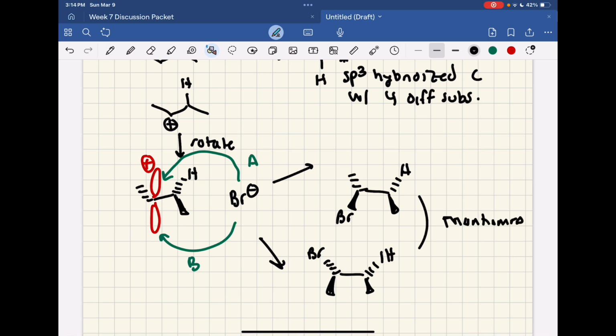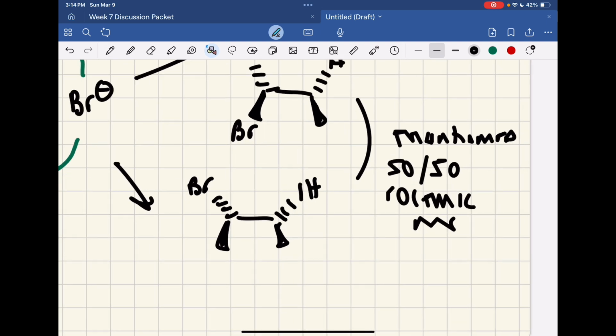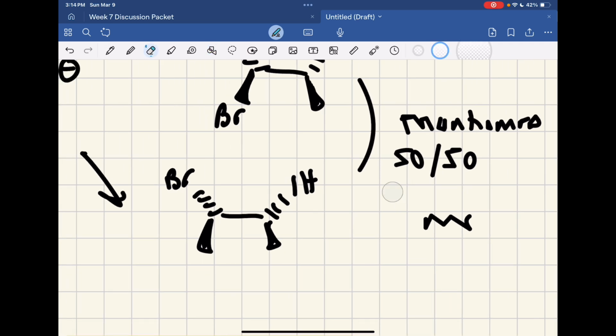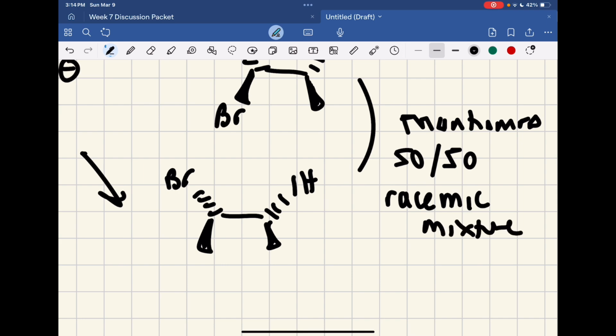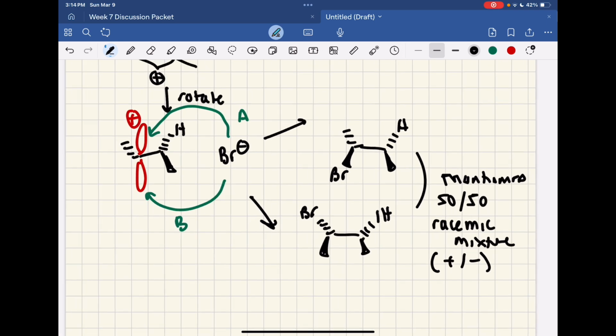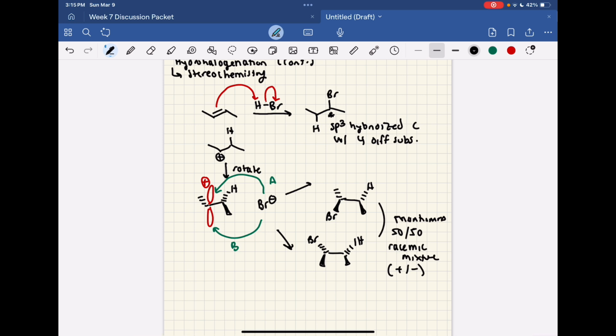You could say that both of these form an equal mixture, so a 50-50 mixture of both enantiomers is something called a racemic mixture. Racemic mixture. And another thing you could say on the test is you could put parentheses plus/minus to indicate that there are 50-50 quantities of these.